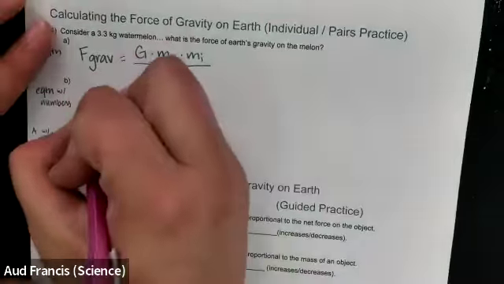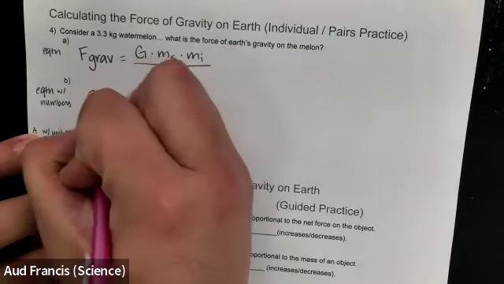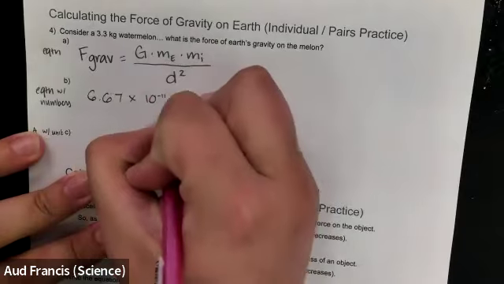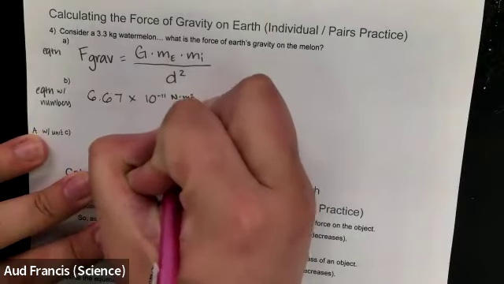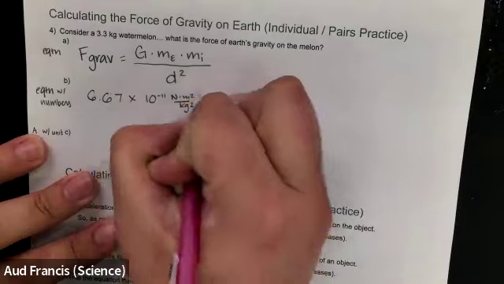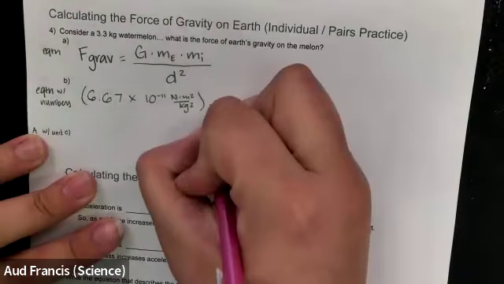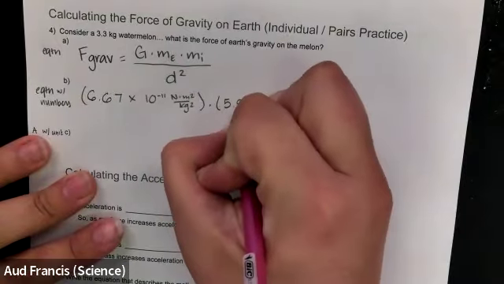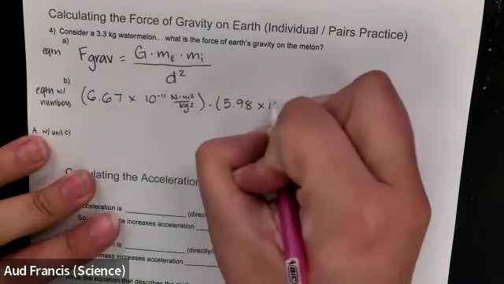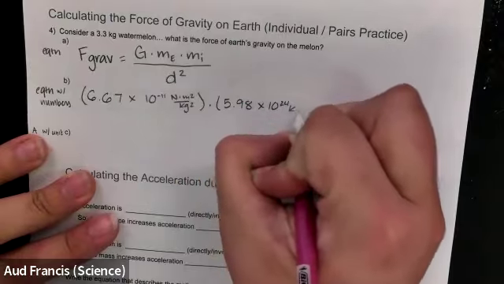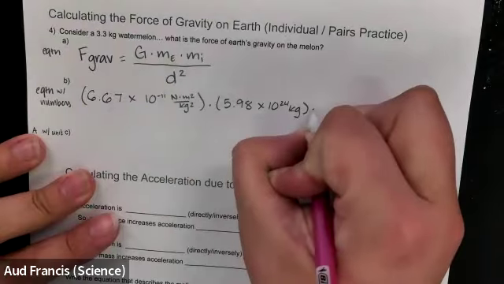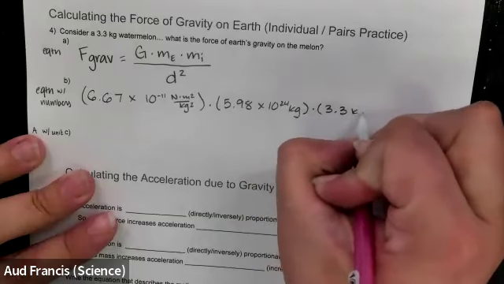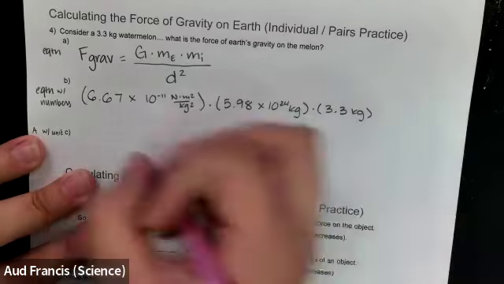So for our equation with numbers here, we're going to put in our value for G, which is 6.67 times 10 to the negative 11th, and that is in Newton meters squared per kilogram squared. Then I'll put in the mass of the Earth, which is 5.98 times 10 to the 24th power kilograms, times the mass of our watermelon, which is only 3.3 kilograms. Still a big watermelon, but not quite as big as the Earth.